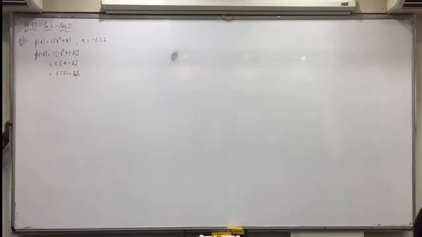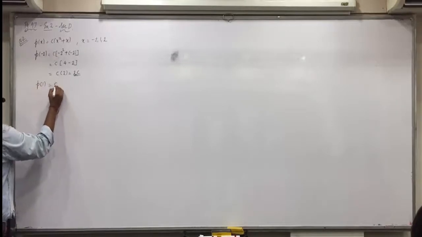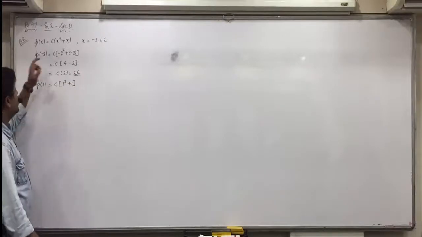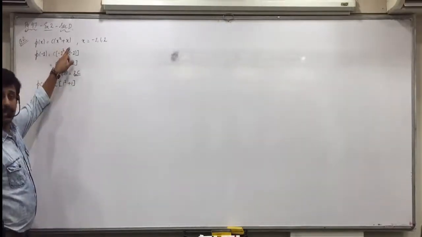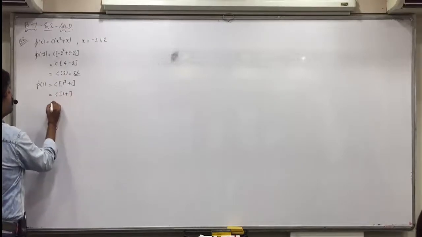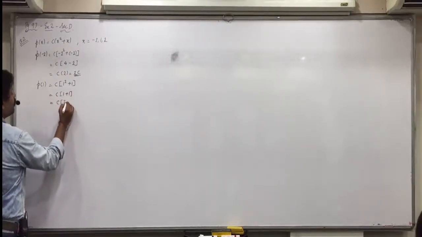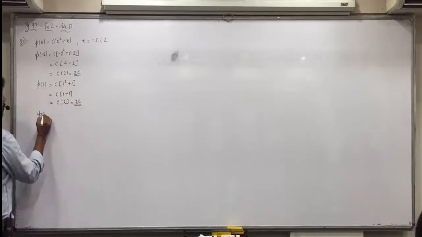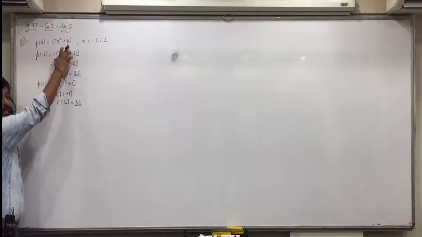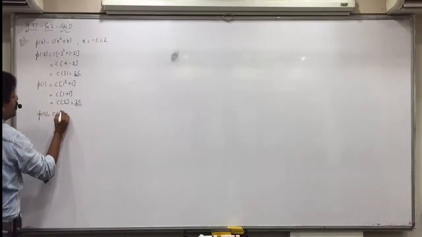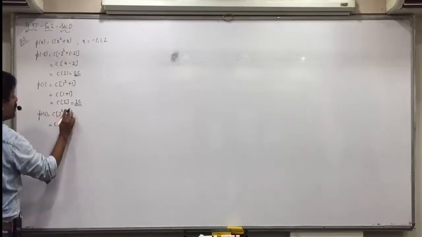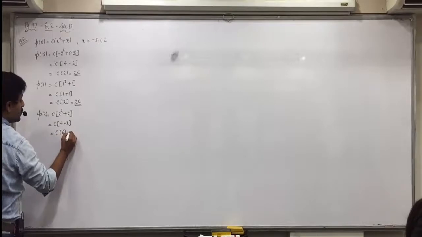Any doubt in this? Now P(1), c into (1 square plus 1). In x now we'll put 1, so 1 square plus 1. 1 square is 1, plus 1, c into 2, 2c. And P(2), 2 square plus 2 in bracket. C into (2 square plus 2), c into (4 plus 2), c into 6, 6c.